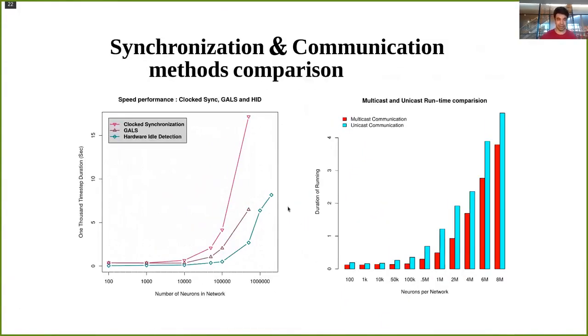For example, as expected, the clock synchronization is quite slow, running on POETS for 1 million neurons. As you can see, the second one would be GALS, and the fastest one would be hardware detection, with which we could simulate 2 million neurons. For comparing multicast and unicast on the system, as you can see, for a small number of neurons the difference is not that much. But if we go from 1 million to 2 million, the speed could be even double.